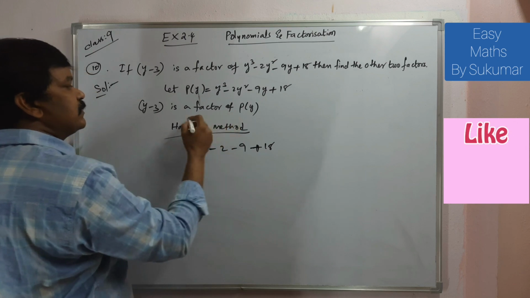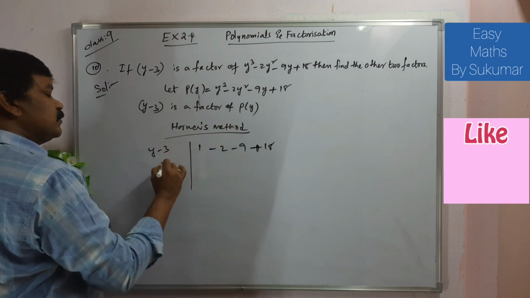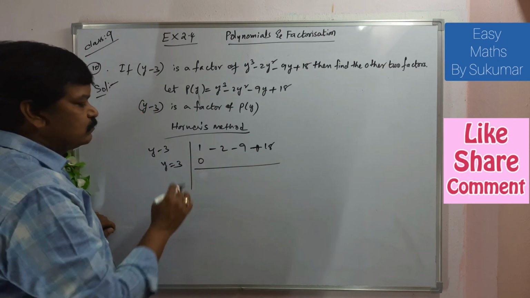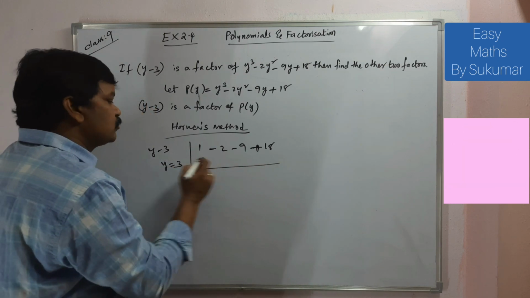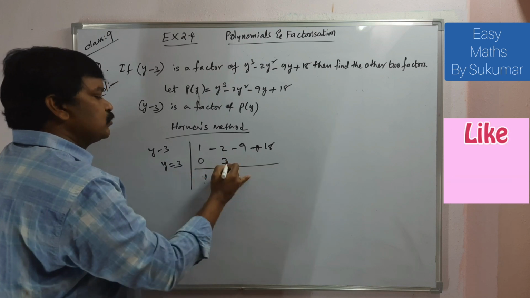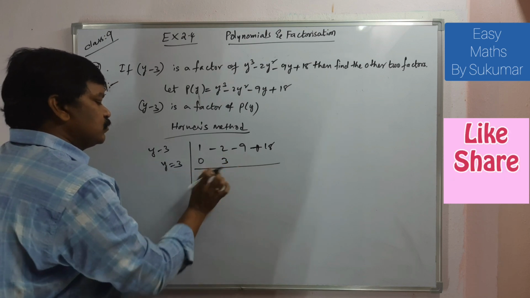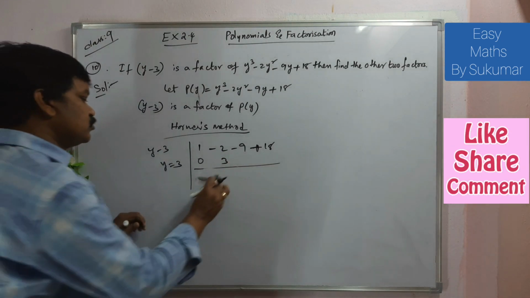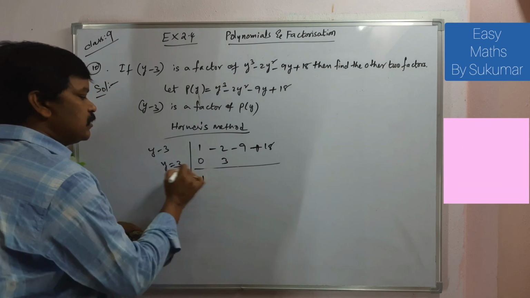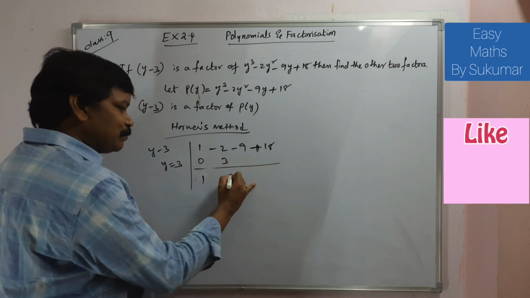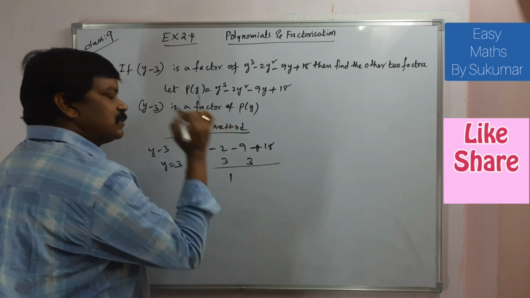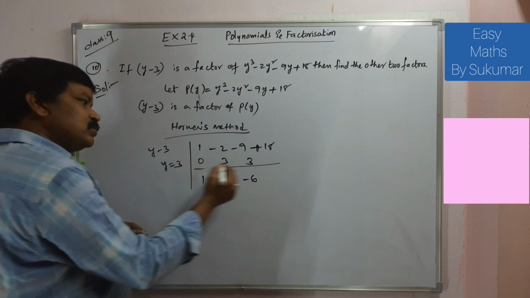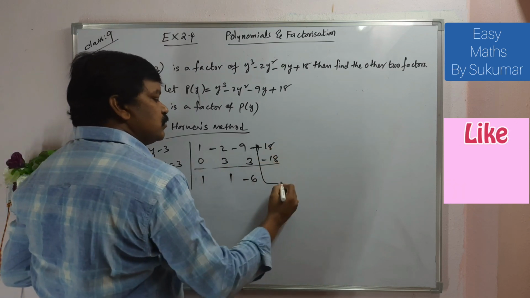So here, what is the factor? Y minus 3 is a factor means y is equal to 3. So first take 0. Every time you have to take 0. Okay, 1 plus 0 is 1. 1 into 3 is 3. Understand? What is minus 2 plus 3? Plus 1. 1 into 3 is again 3. What is minus 9 plus 3? That is minus 6. Minus 6 into 3 is minus 18. So here the remainder is 0.